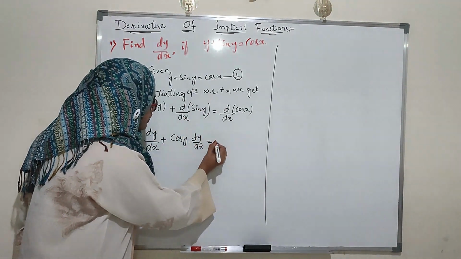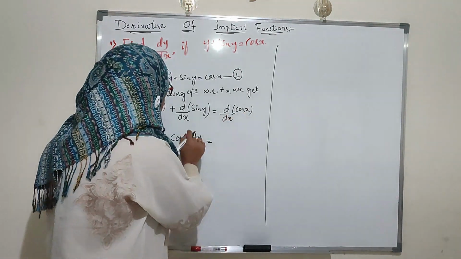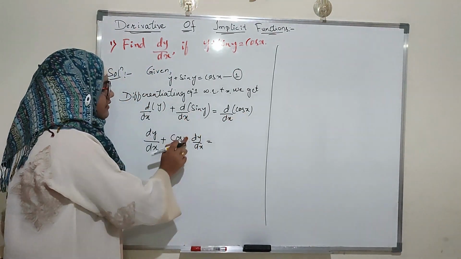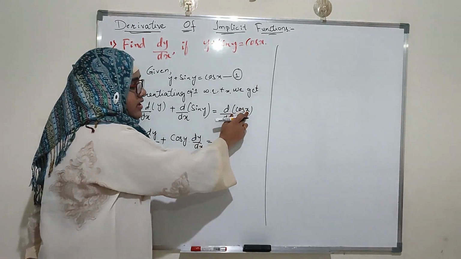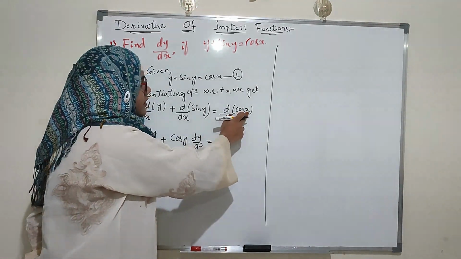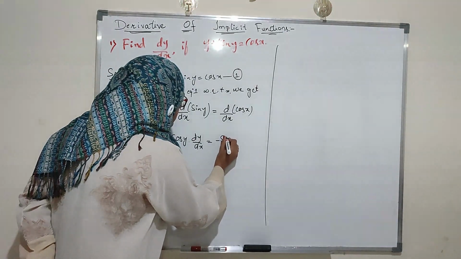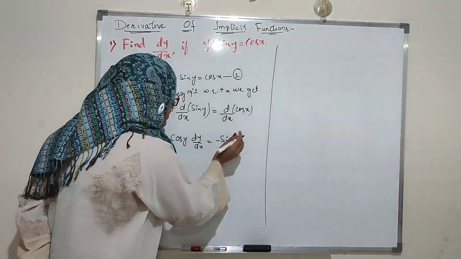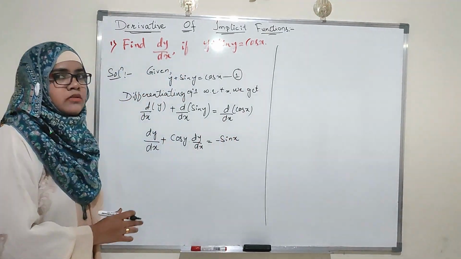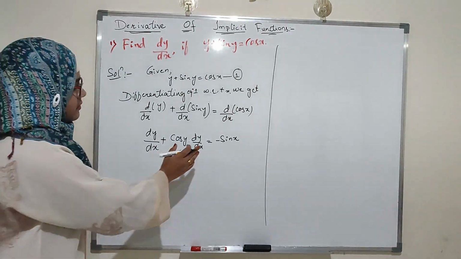Equal to differentiation of cos x. See here, we have y, that's why we have to take dy by dx. Here we have x, and we are differentiating cos x with respect to x, so no need to write dy by dx. Fine. Just write minus sin x. Differentiation of cos x is minus sin x.